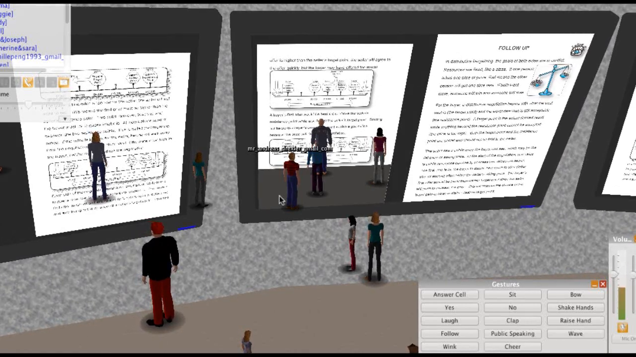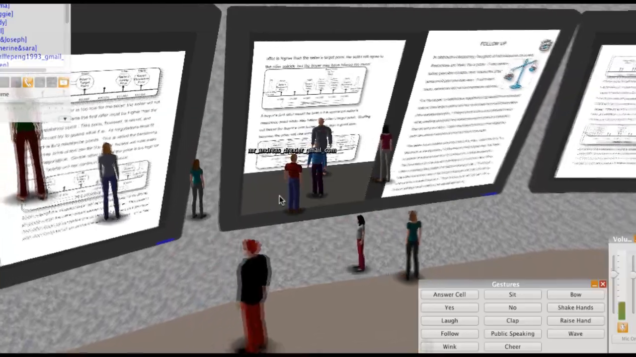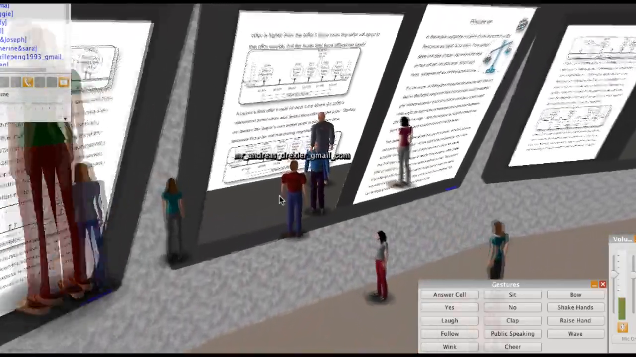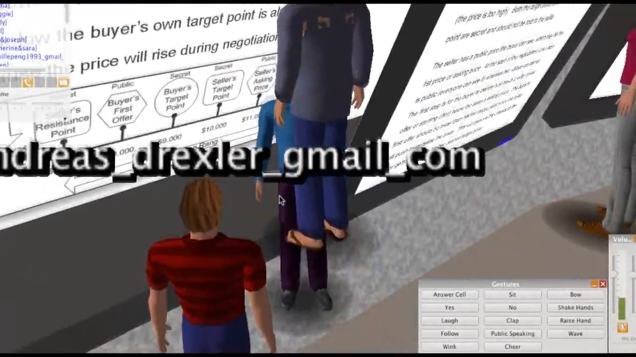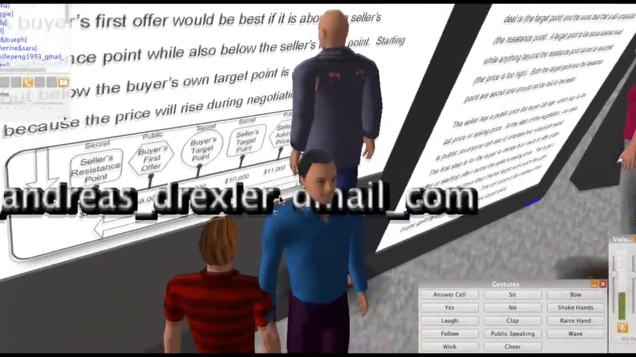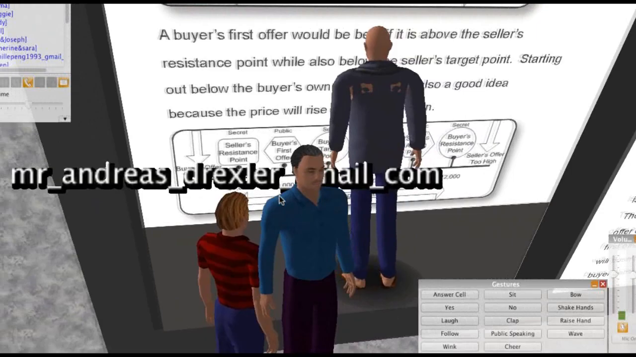Your target and your resistance, you must keep secret. If you don't keep it secret, then the other side is going to be able to take advantage of that and beat you, win more, get more than you get.